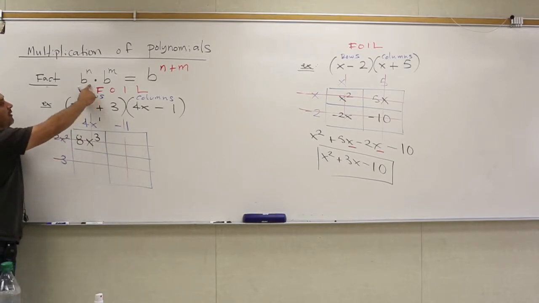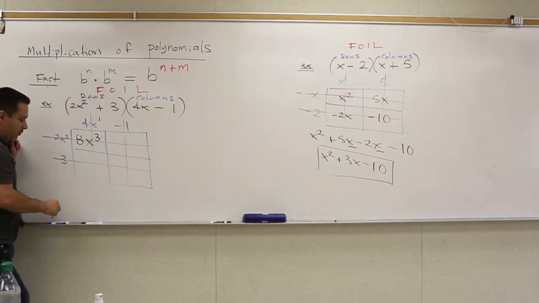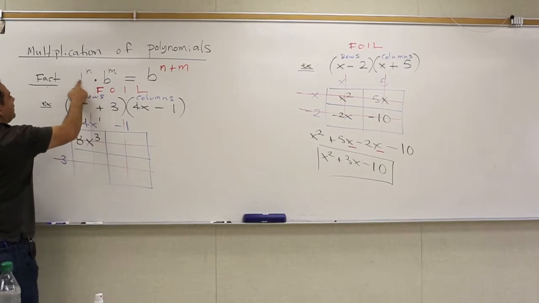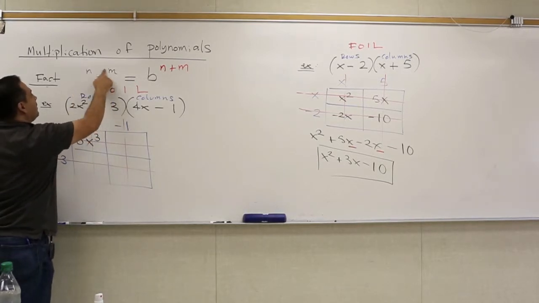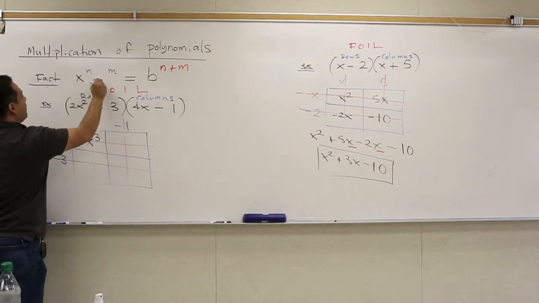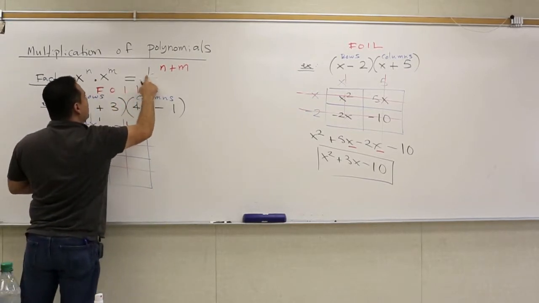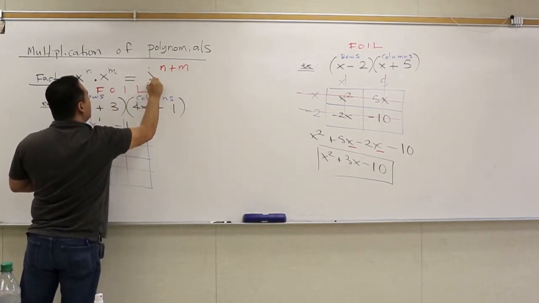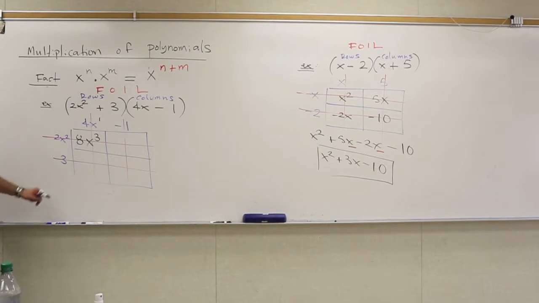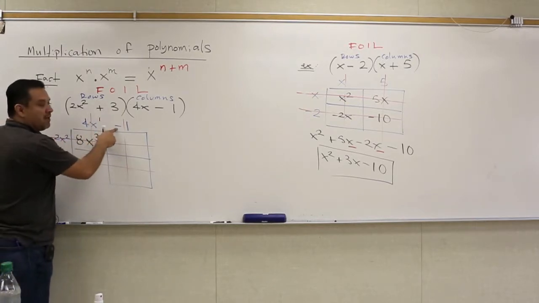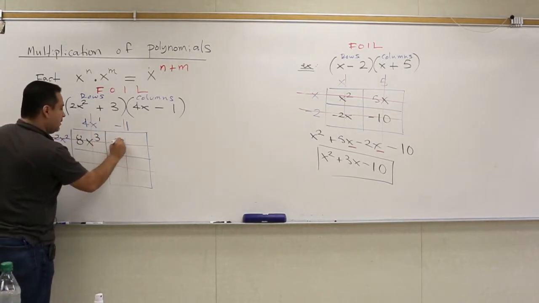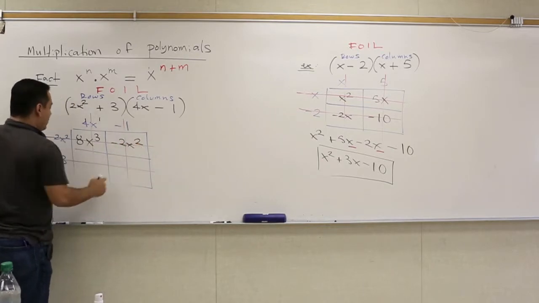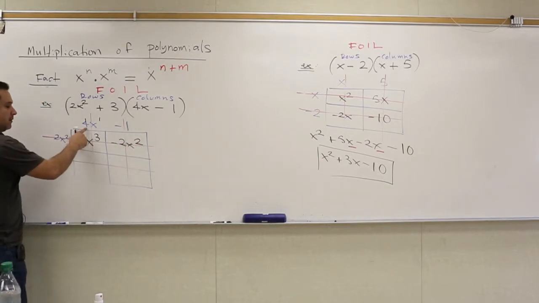We're using this fact that I left up. Now, if you don't like b, fine. Let's not use b. We want to use x. Okay, use x. This is now what again? Not b, but x. 2 plus 1 is 3. You okay with that? Now, what's 2x squared times a negative 1? Negative 2x squared. Good.